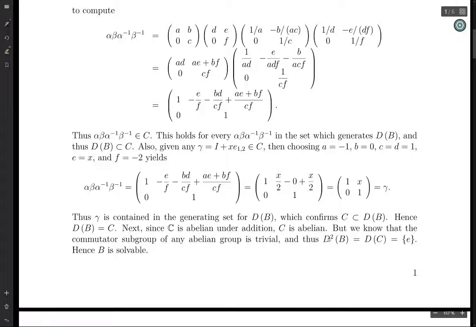And so therefore, D2 of B, which is just the commutator of B, well, the commutator of B is C, as we just proved, so D squared B is the commutator of C, which we just proved is trivial. And that's what it means for the group B to be solvable. It means that you take D to some finite number and you get trivial.